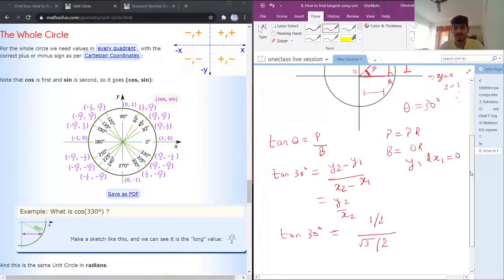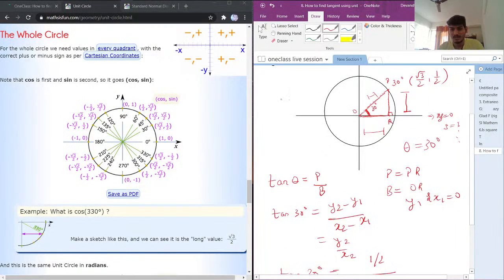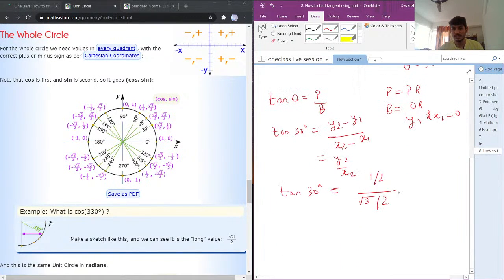If you are confused about what y1 and y2 are, this coordinate is x1, this is x2, and this coordinate is my y1. Again, this coordinate is my y1 and this coordinate is my y2. So the line along this is y2. Sorry for that. Yeah, so I can just cancel this term and we'll get tangent of 30 degree as 1 by root 3.